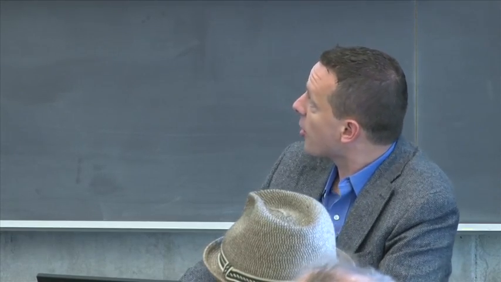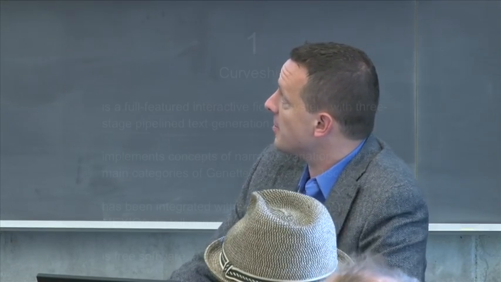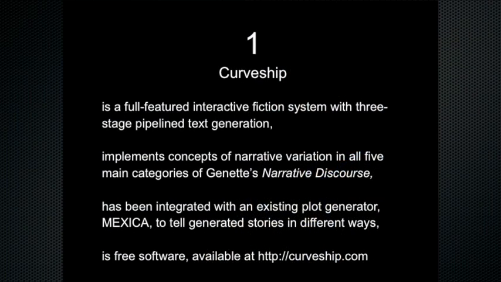The system I'm going to talk about specifically first is Curveship. It's a system that I've created that's a full-featured interactive fiction system, or at least from my standpoint, it's full-featured. It doesn't do multimedia effects. It could be easier to deploy it and play games in a browser and so on, but it has all the basic capabilities of an IF system. And it also incorporates a 3-stage pipeline text generation system.